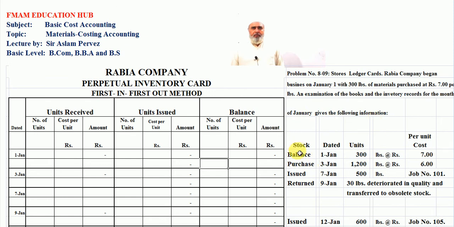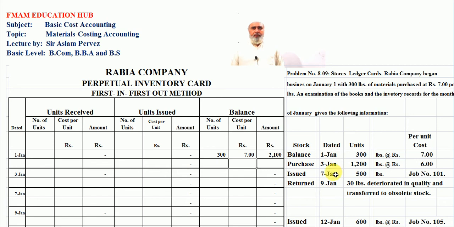Students, stock. This is the balance, 300 units, pounds, at the rate of ₹7 per pound. Student, this is the opening balance. Now we record this stock in our balance column here: 300 pounds. The rate per pound is ₹7. Student, this is our opening balance amount, 2100 rupees.